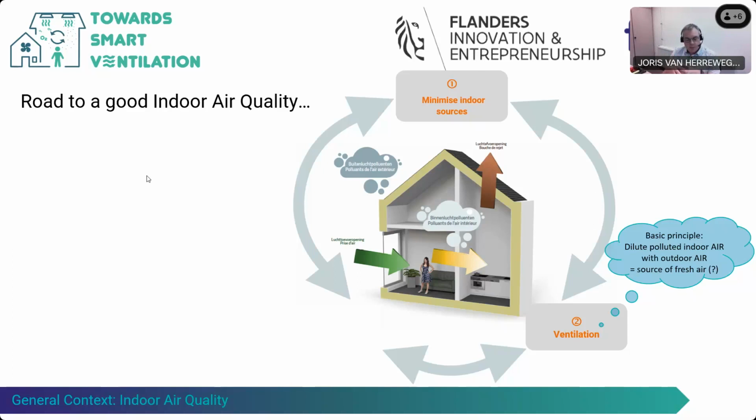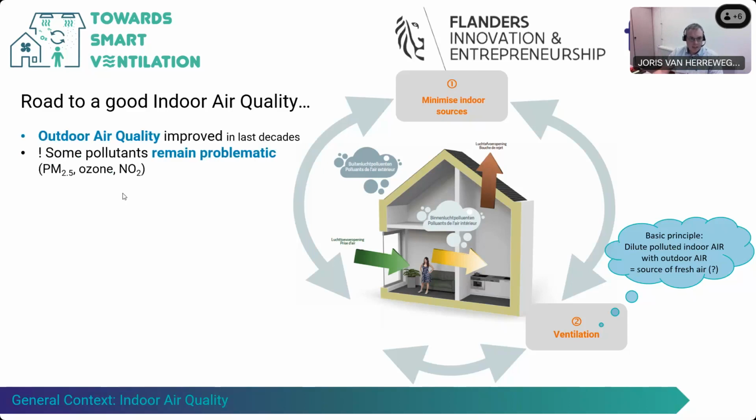Now, within the basic principle of a ventilation system, the polluted indoor air is removed, is diluted with outdoor air, and this outdoor air is always considered as a source of clean and fresh air. We know that it is not always the case, and although outdoor air quality improved in the last decades, some pollutants remain problematic, for example, PM2.5.